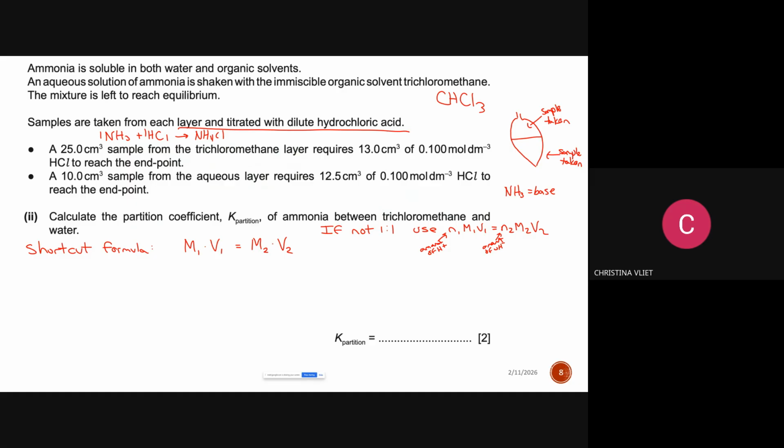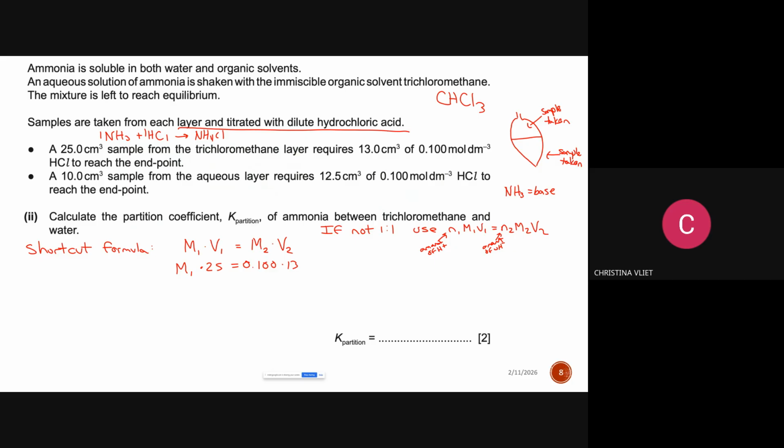Okay, so I'm going to do this first bullet point. It says a 25 centimeters cubed sample from the trichloromethane layer requires 13 centimeters cubed of a 0.1 molarity HCl. It doesn't matter which side is the acid side and which side is the base side for the M1V1 formula. You pick one side for acid and one side for base. So I'm going to say that this is my base side and this is my acid side. So I'm going to look for M1. So I'm going to do M1 times 25 equals 0.1 times 13.